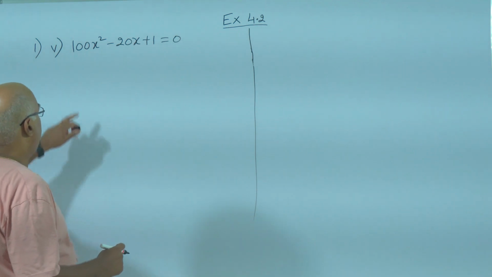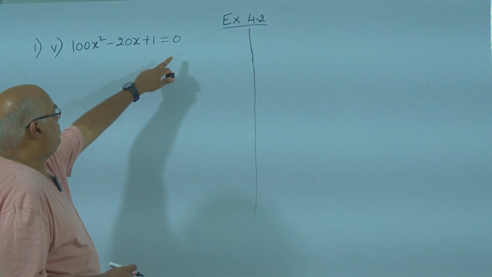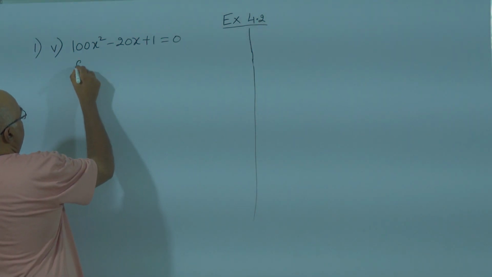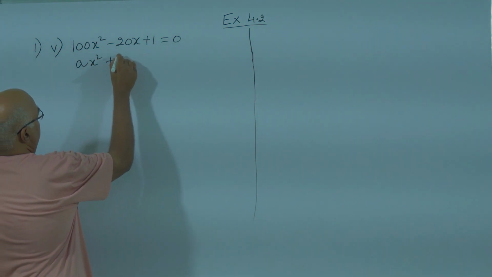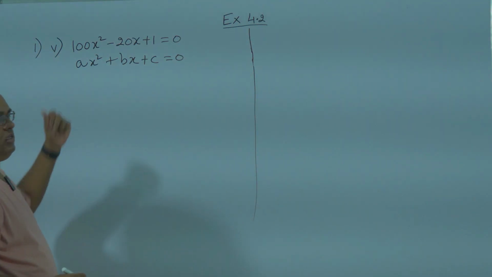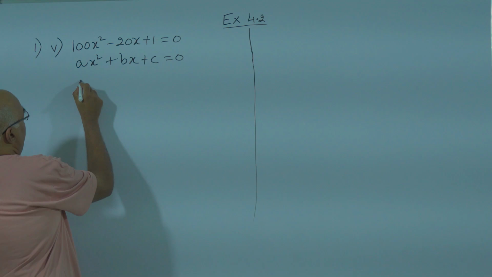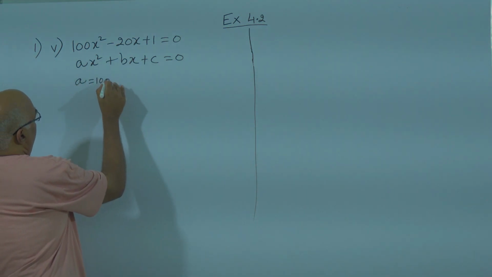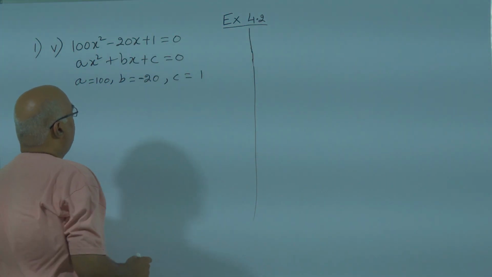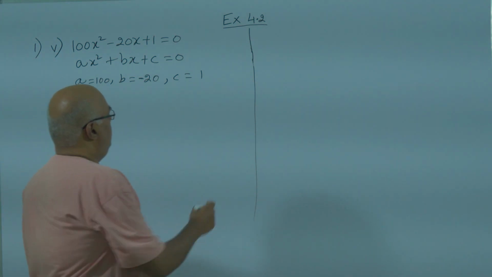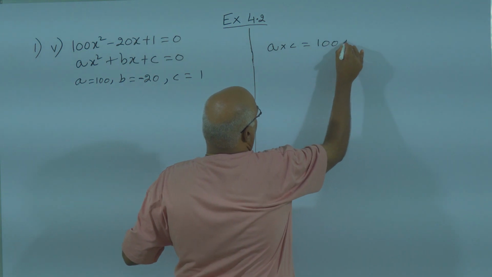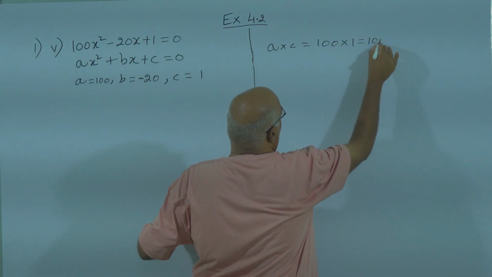So the given quadratic equation is 100x square minus 20x plus 1 is equal to 0. We know that the standard form of the quadratic equation is ax square plus bx plus c is equal to 0. Now let us compare these two equations. I will get a is equal to 100, b is equal to minus 20 and c is equal to 1. Now let us find a into c. So a into c is equal to 100 into 1, which is 100.